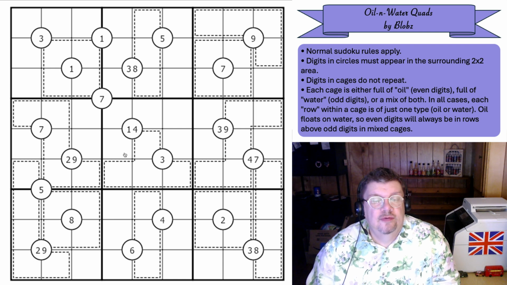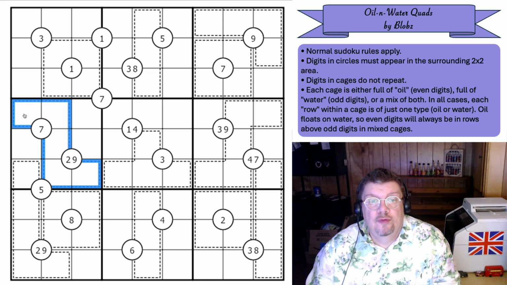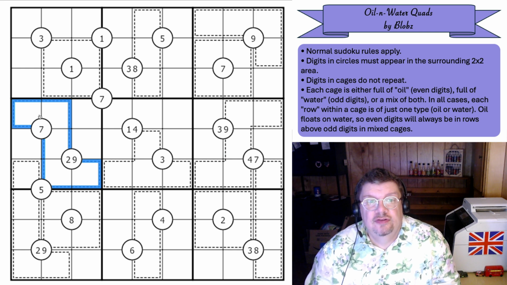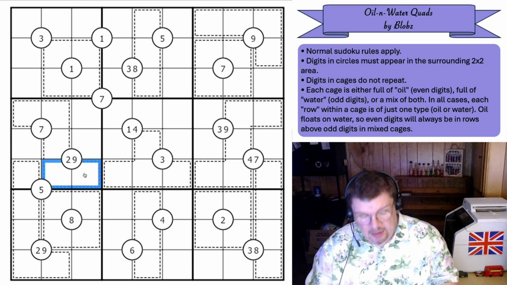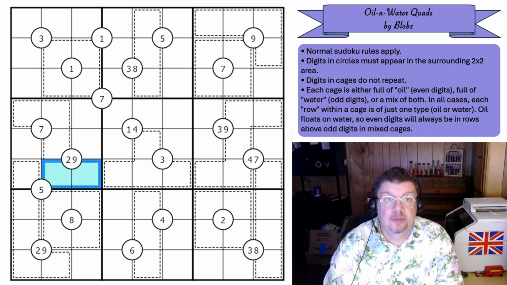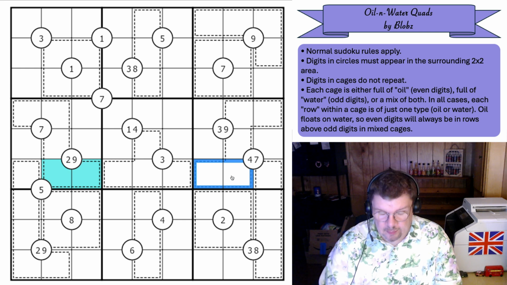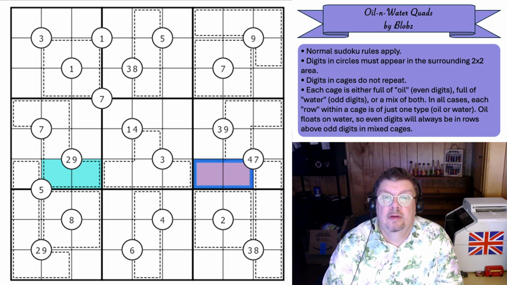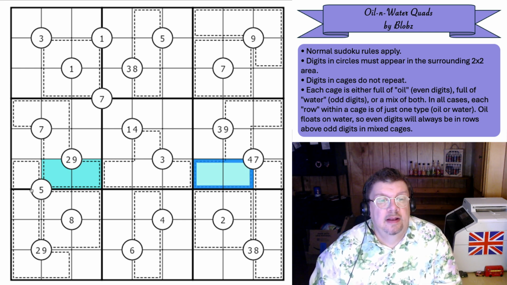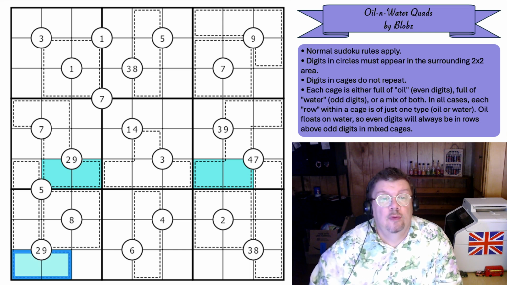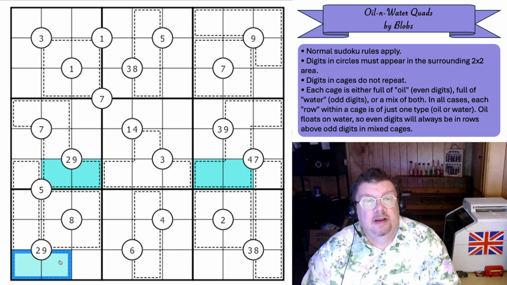First things first, we have some 5-digit cages. Now, digits cannot repeat in a cage, so for all 5-digit cages, the lowest row must be water, because there are only 4 even digits. So those must be water, and those must be water. There we go. And this is another 5 cage. Those must be water.